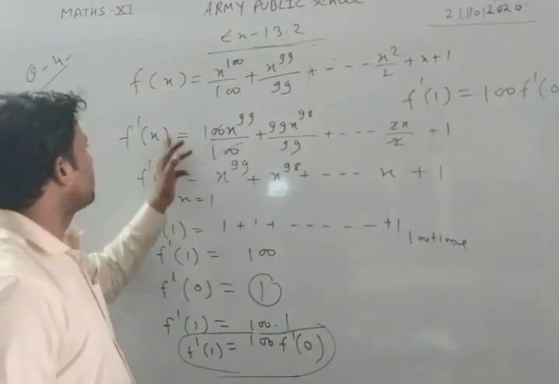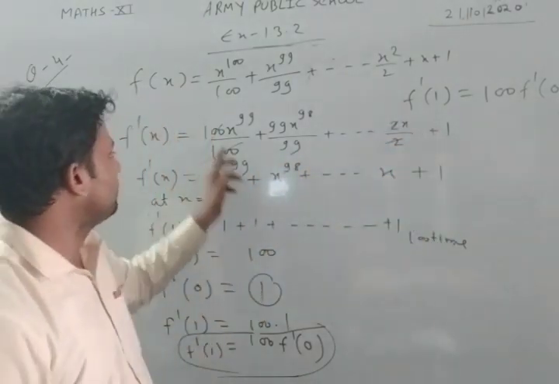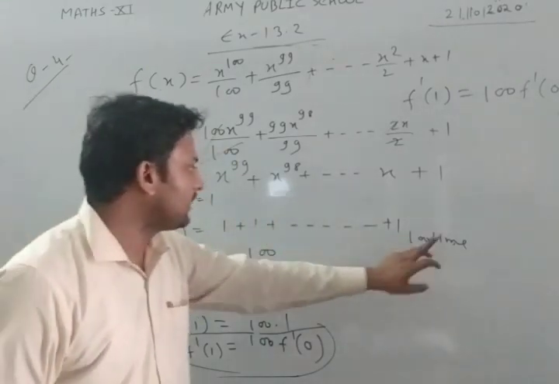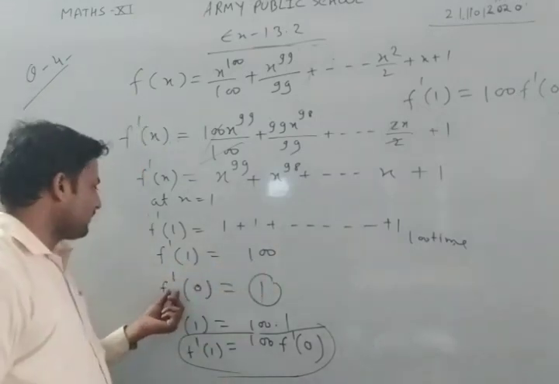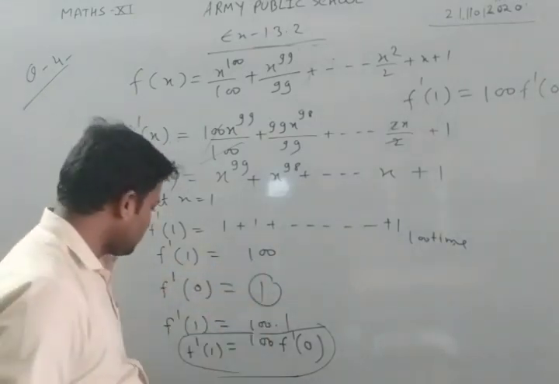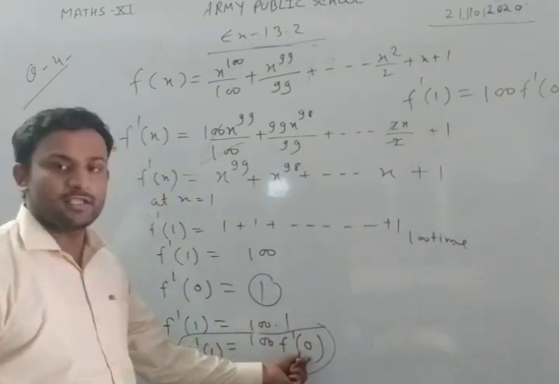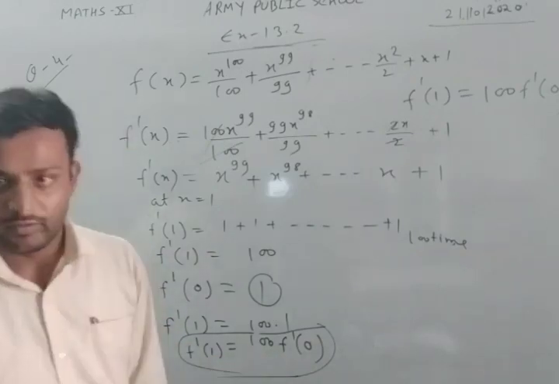Okay. First we differentiate this term. Now this will be cancelled. The remaining term is this. At x is equal to 1 we get 100 times. Okay. We get 100. Now our f dash 0 is what? 1. Okay. f dash 1 can be written as 100 into 1 and this 1 can be replaced by f dash 0. So in this way we can prove this. Thank you.